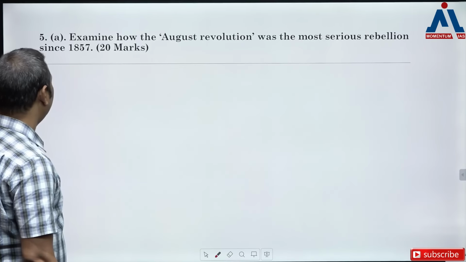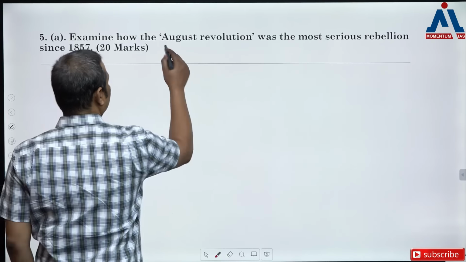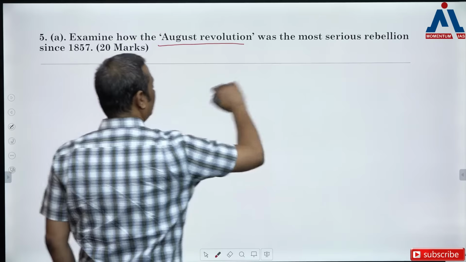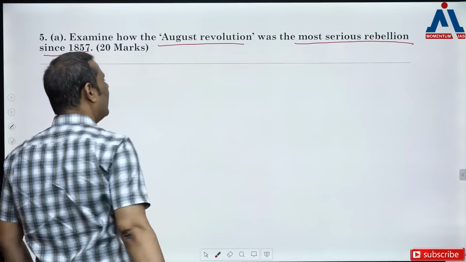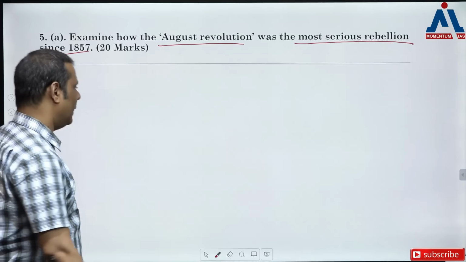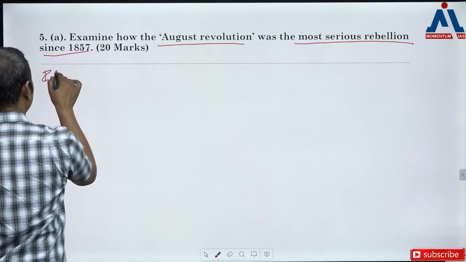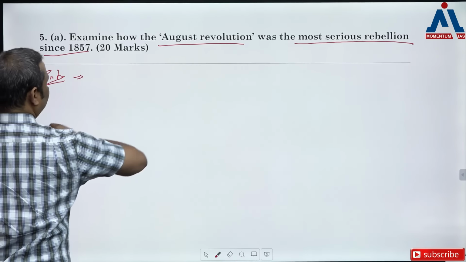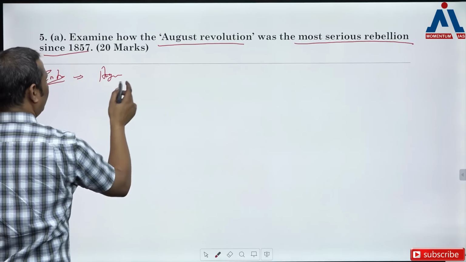Okay, question number 5. Examine how the August Revolution was the most serious rebellion since 1857. Okay? That's a very simple question. Okay? You have to write the introduction, and you'll be writing about how the August Revolution was a very important one.